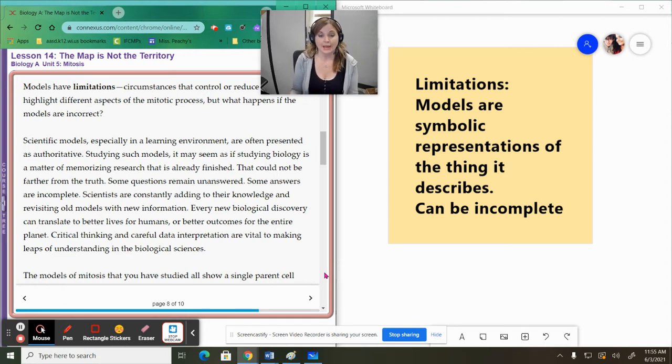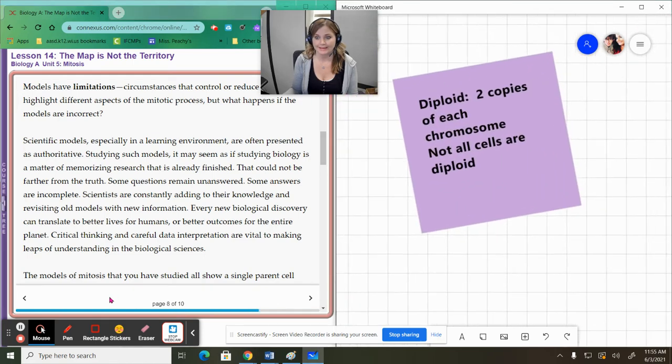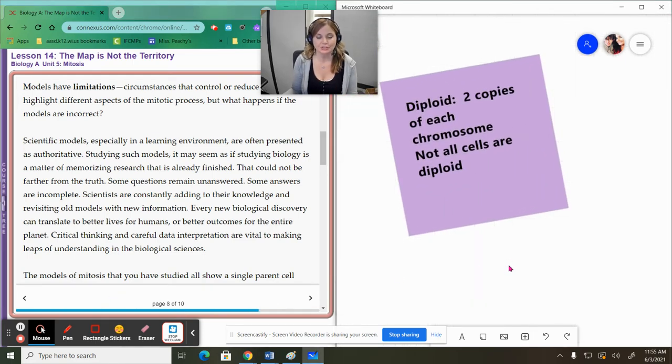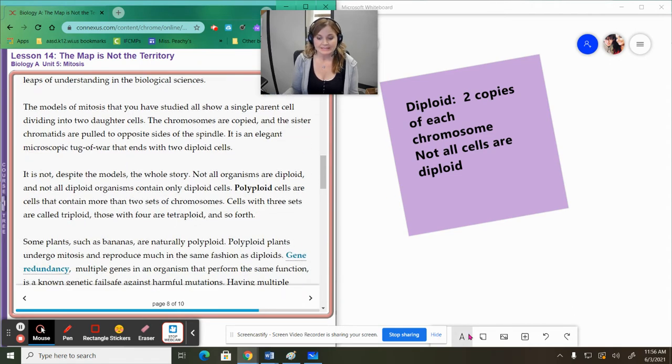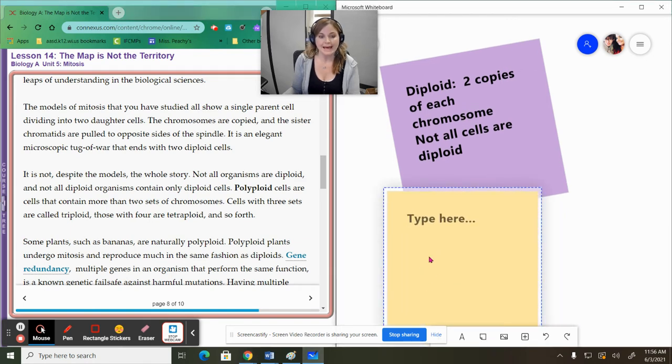because mitosis is showing how a diploid organism divides, and if I can remind you, diploid means that there are 2 copies of each chromosome. But not all cells are diploid and not all organisms have diploid cells. That's where some incompleteness comes with the model of mitosis. Some organisms are, in fact, polyploid. Polyploid organisms contain more than 2 sets of chromosomes.